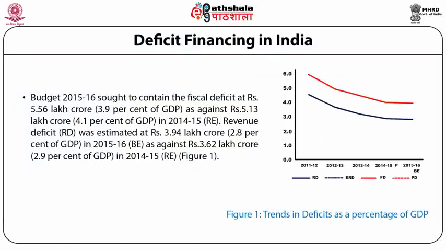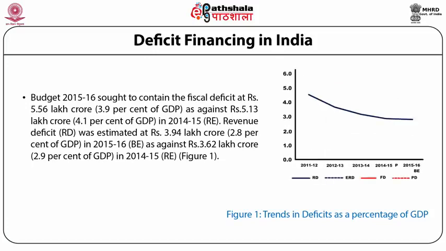Now, the budget sought to contain, that is the current budget, the fiscal deficit at 5.56 lakh crore, that is 3.9% of GDP, against 5.13 lakh crore, that is 4.1% of GDP in 14-15. Revenue deficit was estimated at rupees 3.94 lakh crore, that is 2.8% of GDP in the current year, as against 2.9% of GDP the previous year, as shown by Figure 1, that is trends in deficit as a percentage of GDP.